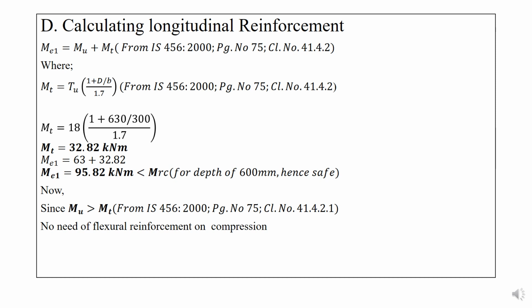Now since Mu is greater than MT, this is again an important criterion given on page number 75, clause number 41.4.2.1, where it is mentioned that if Mu is greater than MT, there is no need for flexural reinforcement on the compression side. If this is not valid, that is MT is greater than Mu, then it needs an extra reinforcement on the compression face, that is on the top face. But in this particular case, Mu is greater than MT, so there is no need of compression reinforcement.